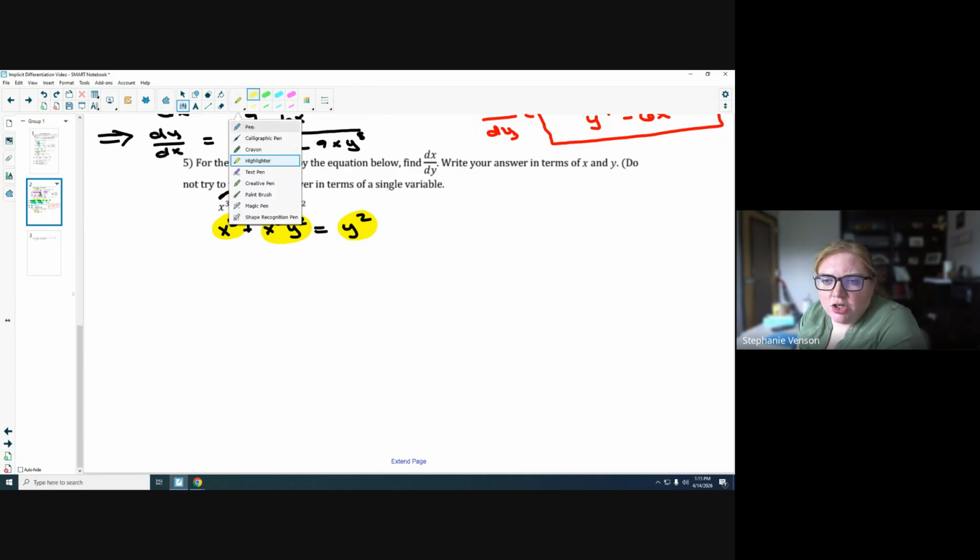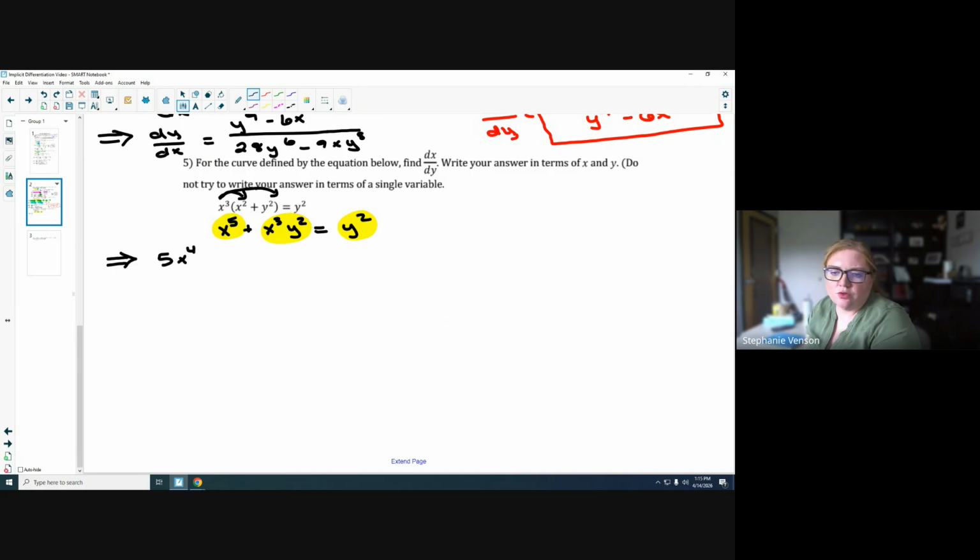Okay, so let's take a look at this one. So the first one, I just take the derivative normally. So the derivative of x to the 5th is 5x to the 4th. No big deal.